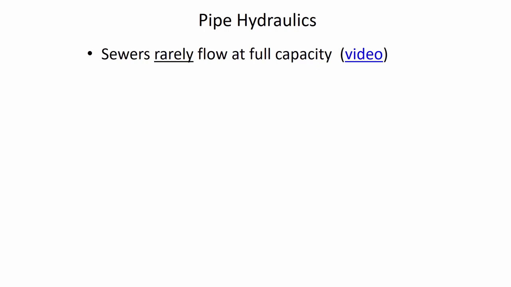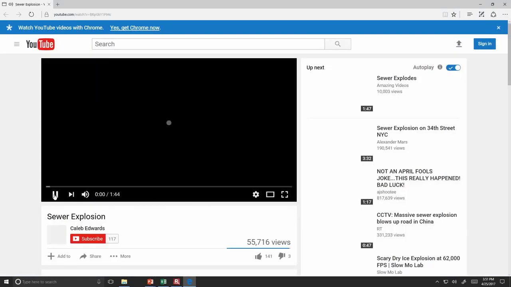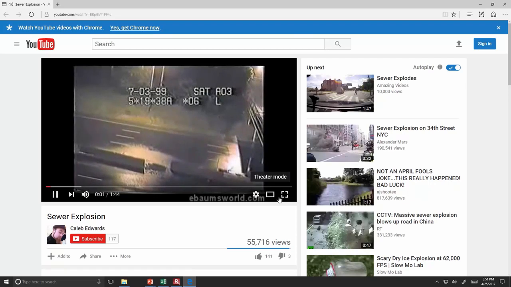Like I said before, we're going to be designing sewers for a condition that will almost never exist. We want to design the sewer so they're big enough to carry all the flow that there's going to be when it's raining, 50 years from now, when the population is totally built out. So they don't often flow at full capacity, but sometimes they do. Let's look at one of those sometimes, because it's pretty exciting.